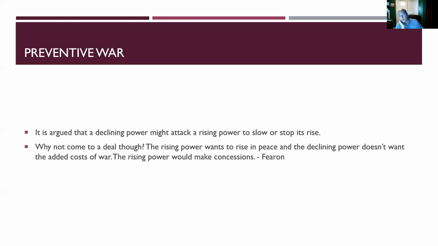But Fearon says, well, why not come to a deal, though? War's still costly. The rising power wants to rise in peace, and the declining power doesn't want to add costs to its already increasing costs. And so the rising power would make concessions, and then the declining power wouldn't have to pay the costs of war. So he's arguing against these.